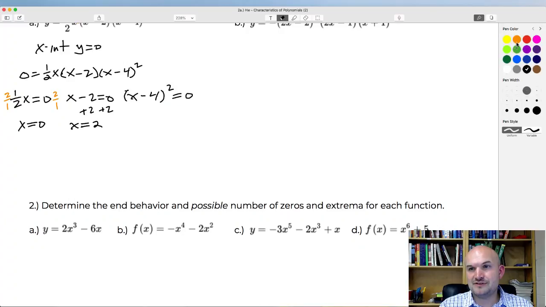And then here we're going to have to undo the squaring first. Before we add the 4, we're going to have to take the square root of both sides. And therefore we'll have x minus 4 is equal to 0, so x is equal to 4.